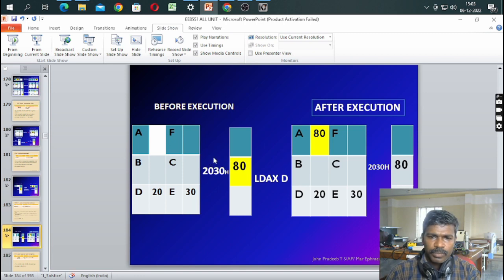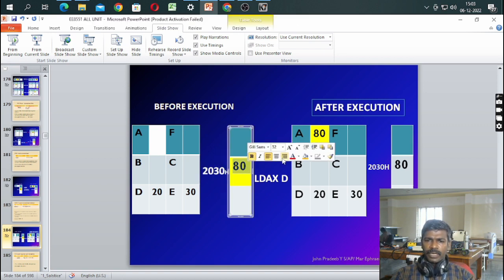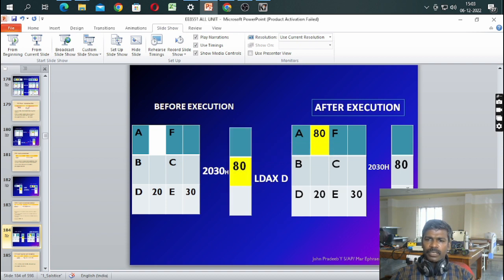So this is the example, LDAX D. DE is the register pair, and 20 and 30 are present in the register pair. So in the memory we find the 2030 memory location. In the memory location the data 80 is available. So the 80 is moved to the accumulator.